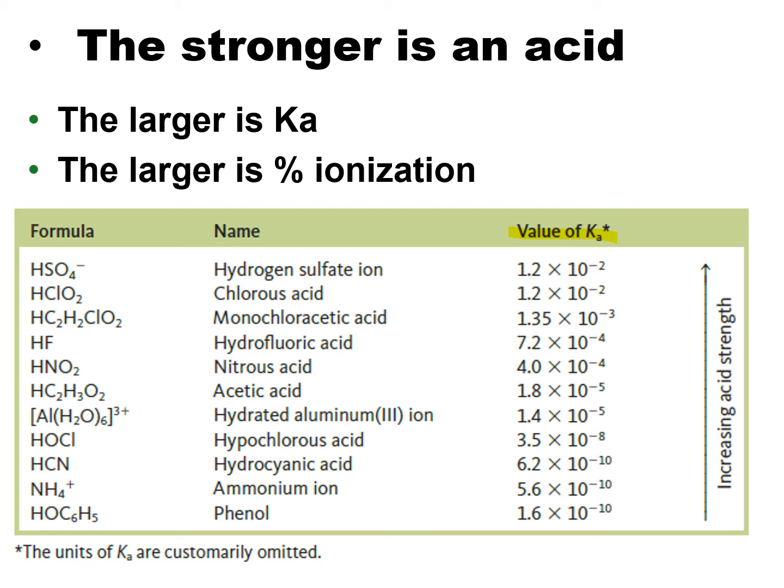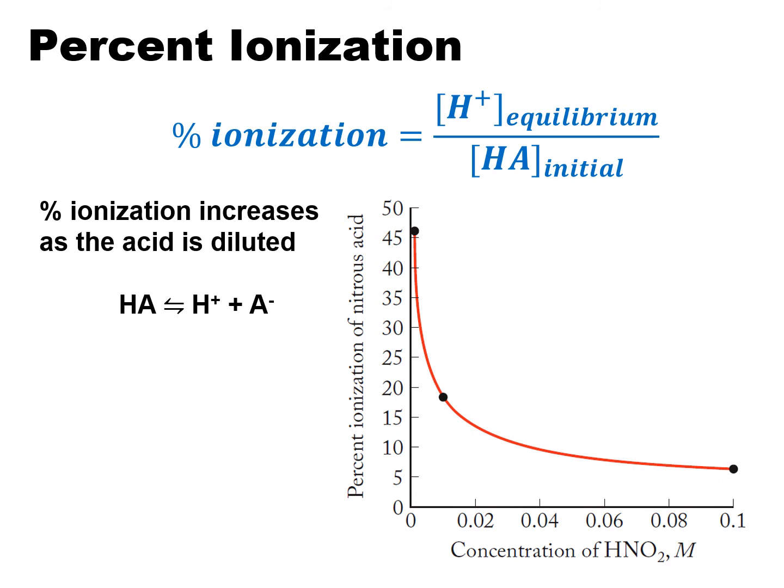That's because the Ka, as the name suggests, is a constant. As long as you don't change the temperature, Ka is not going to change. Instead, the percent ionization is strongly influenced by the concentration. So if you change the concentration of the acid, the percent ionization would change. In this graph, you can see that the higher the concentration of the acid, the lower the percent ionization. So if an acid is diluted, it tends to have a higher percent ionization, and that may seem totally counterintuitive, but there is an explanation for that.